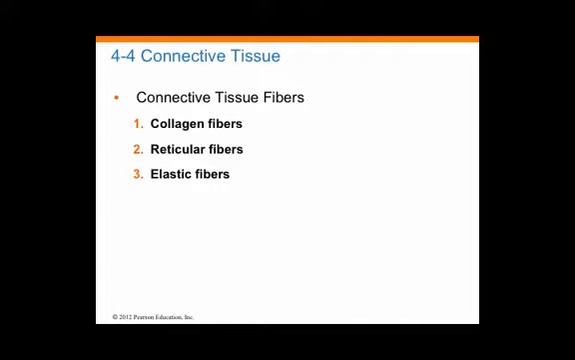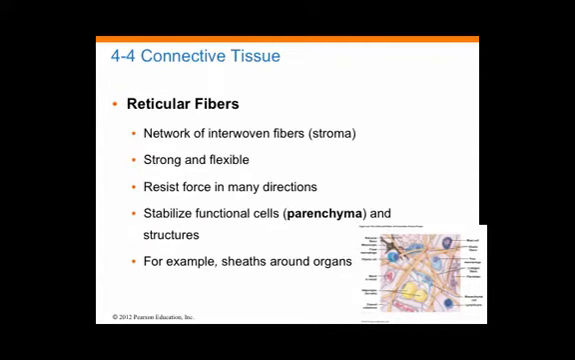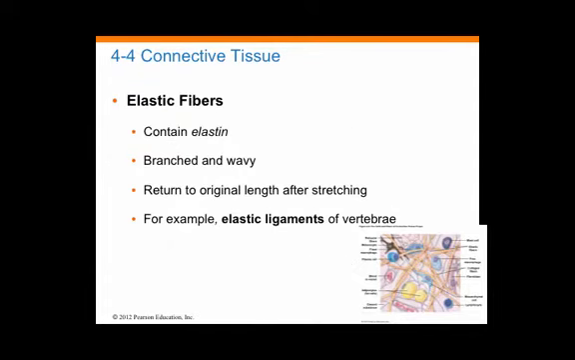There are 3 types of protein fibers found in connective tissue proper: collagen, reticular, and elastic. Collagen fibers are long and straight, strong and flexible, and resist forces from one direction like a tendon or a ligament does. Reticular fibers are also found in connective tissue proper. These are woven and are strong and flexible and resist forces from many directions, much like the sheath around an organ does. And the elastic fibers of connective tissue proper are branched and wavy, can stretch and return to their original length like the elastic ligaments of the vertebrae return to their original length after you bend your back.